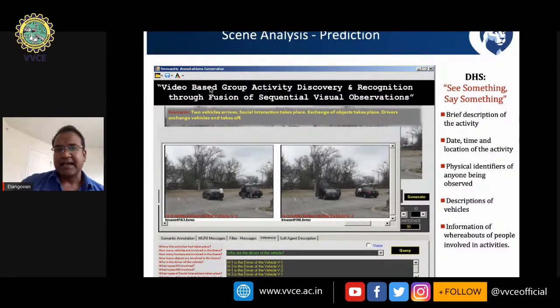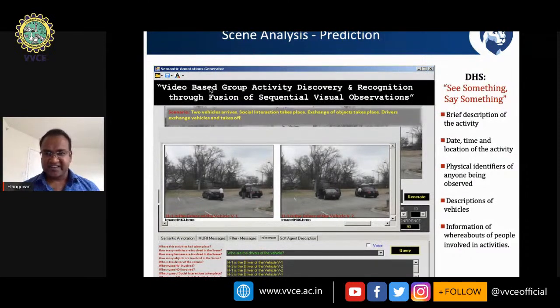Okay. And after observing information from this sequence of images, we later found that human 1 became the driver for vehicle 2 and human 3 became the driver for vehicle 1. Okay. So then we have this information. What can we observe from this information? So we can conclude that they exchanged the vehicle. So those are the kind of information we are interested in extracting from the images.